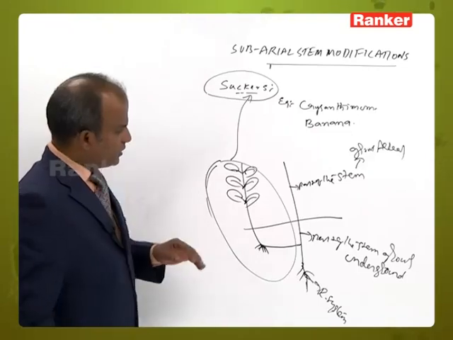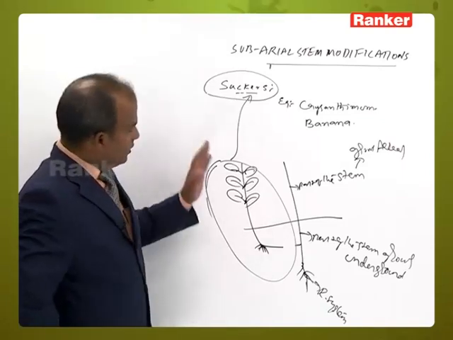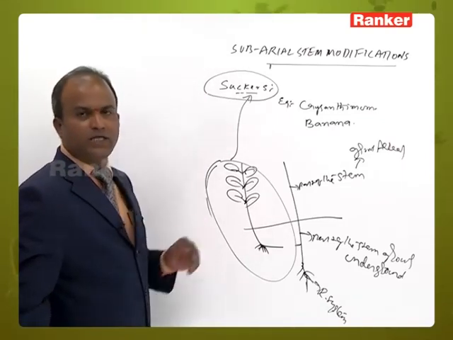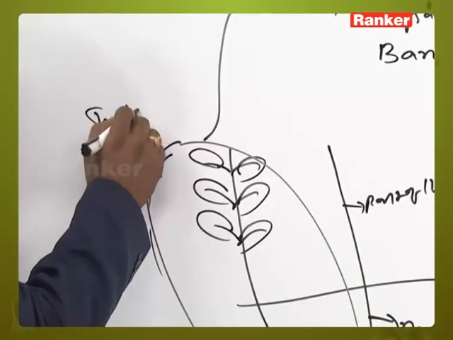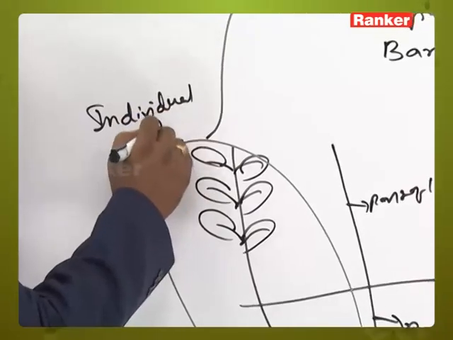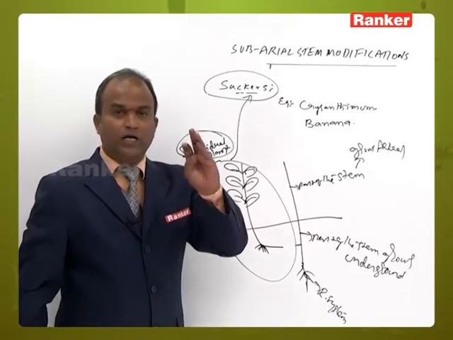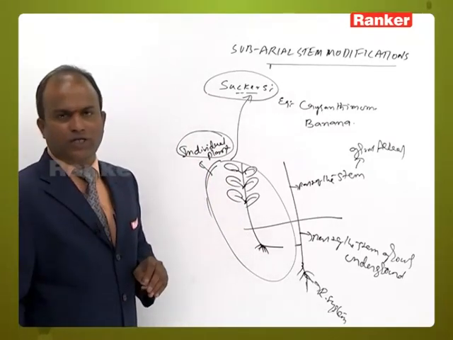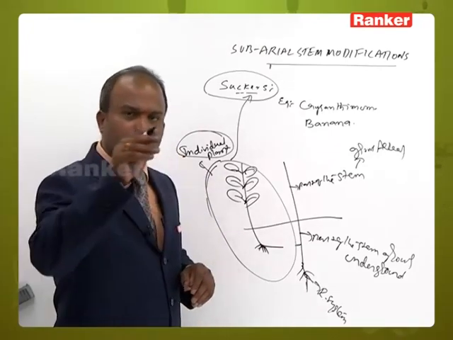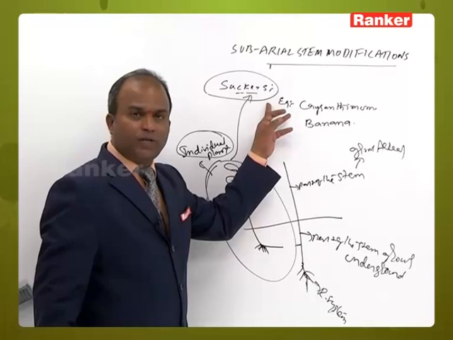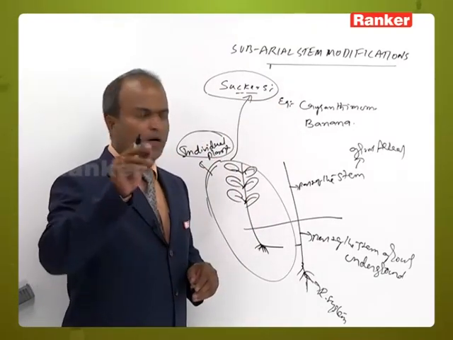In any circumstance, if this branch gets separated from the mother plant, this sucker develops into an individual plant. That means I explained about runners, which play an important role in vegetative propagation, and stolons, which also play an important role, and now I explained about these suckers, which also play an important role in vegetative propagation.